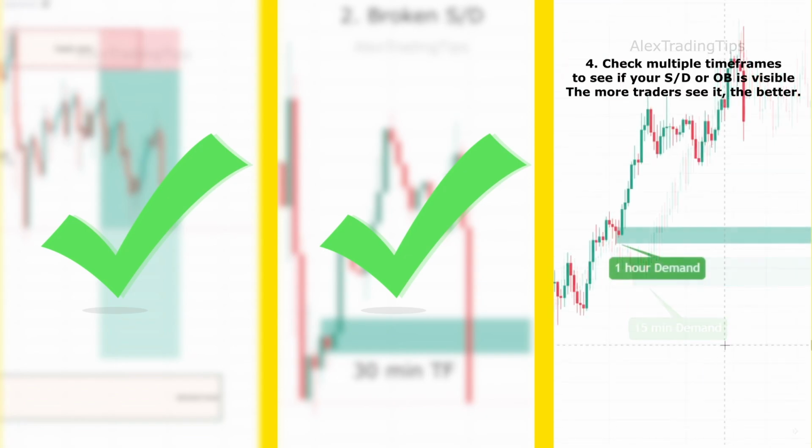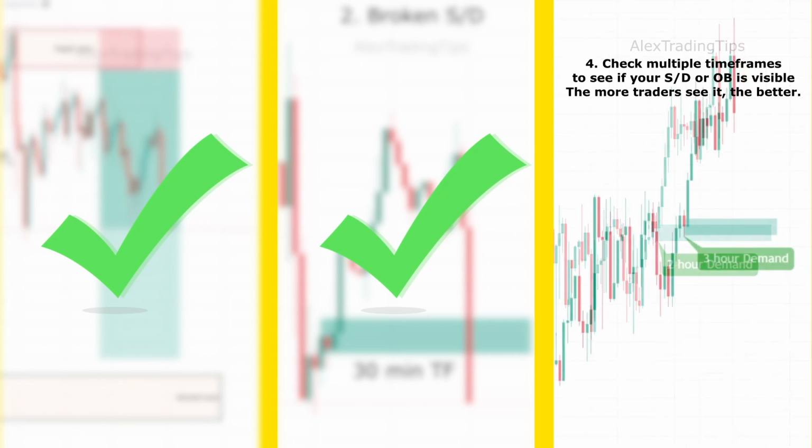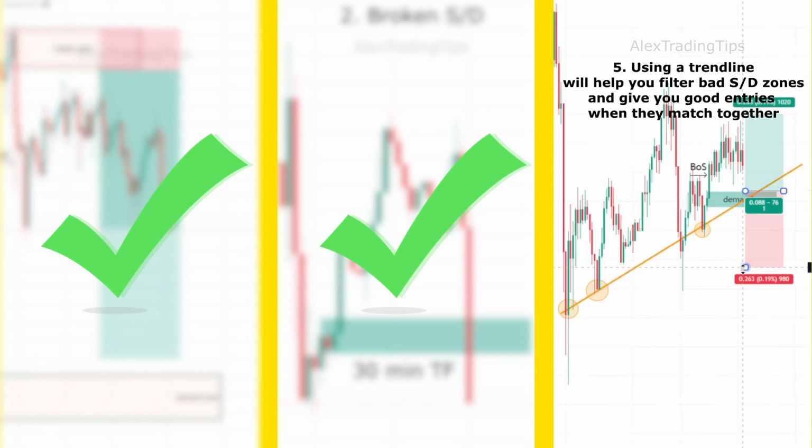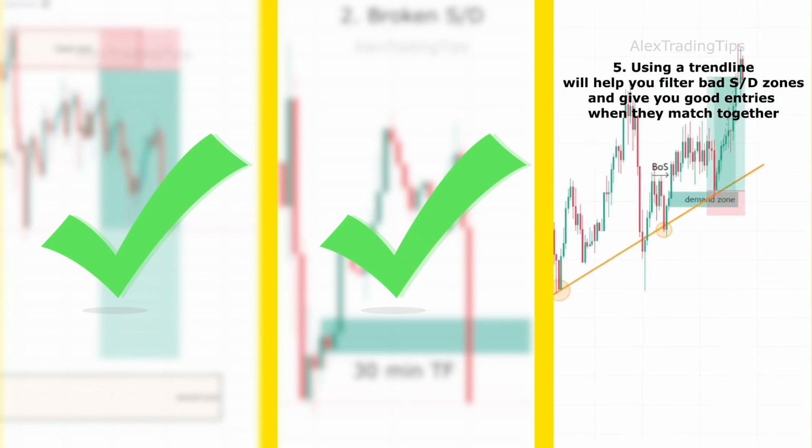Check on multiple time frames if your supply or demand zone is visible there as well. The more people see it, the stronger the reaction. Combine supply and demand with trend lines to get double confirmation entries.